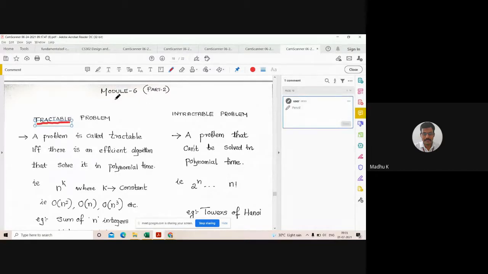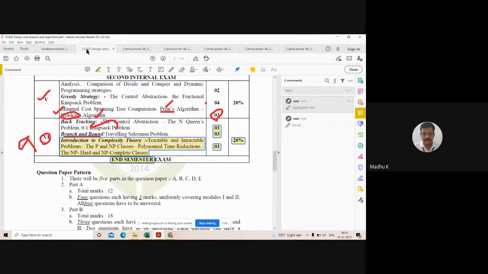So this is module 6 and part 2. In this part, we will study introduction to complexity theory, tractable and intractable problems, the P class and NP classes, polynomial time reductions, and the NP-hard and NP-complete classes. These are the topics we want to discuss. Three hours is allocated, and I'm trying to finish it very fast. Then after completing this topic, we will study branch and bound. That is the last topic.